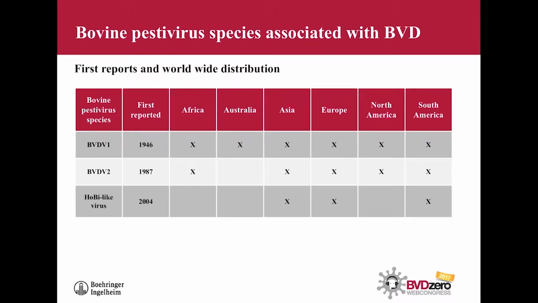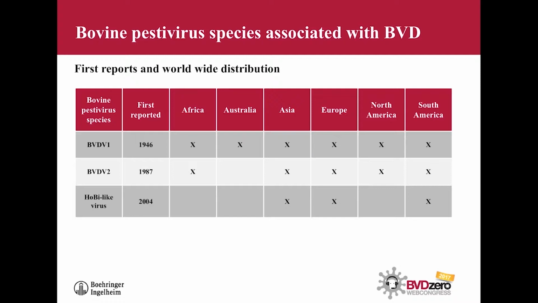If we look at when these virus species were first isolated, BVD1 is the oldest based on isolation. It was isolated first in 1946 in the state of New York by Dr. Fox. BVD2 was first isolated in 1987. One of the earliest isolates was by Ed DeBovie. And Hobi-like viruses, which was 2004, isolated from fetal bovine serum.